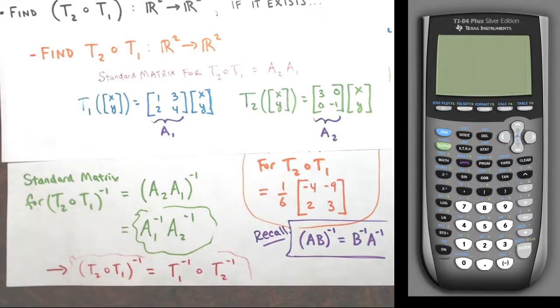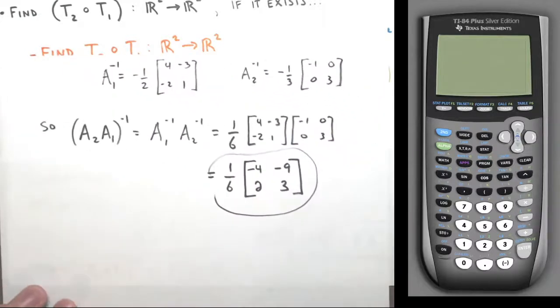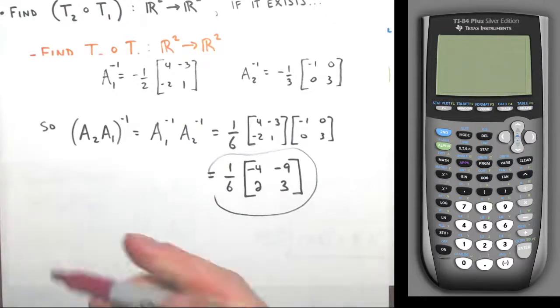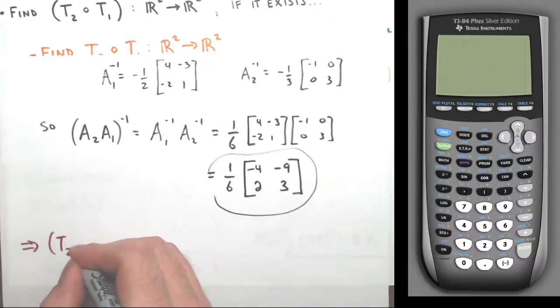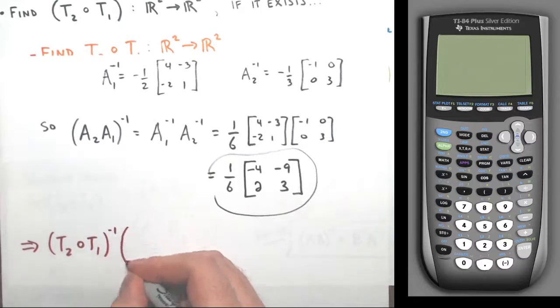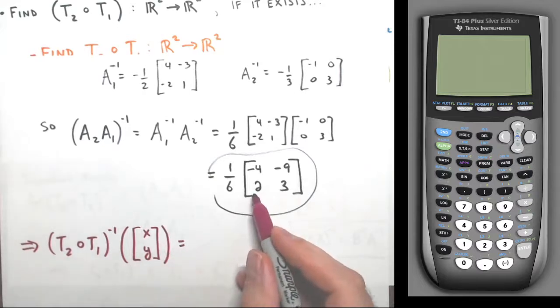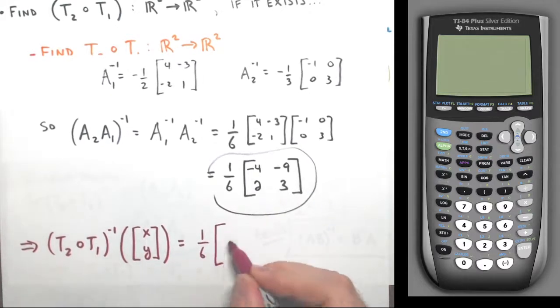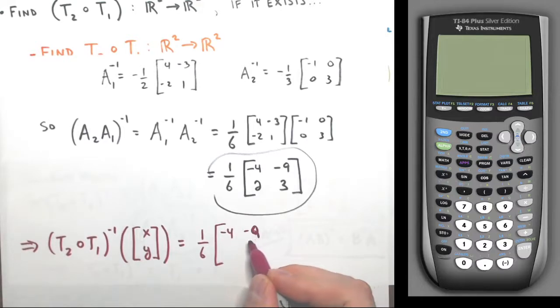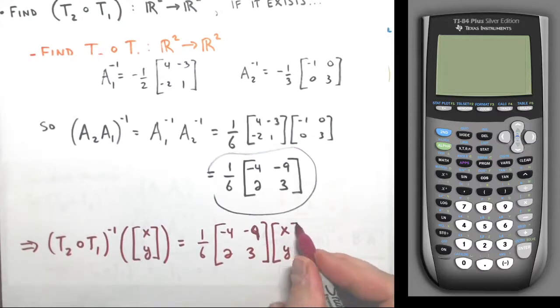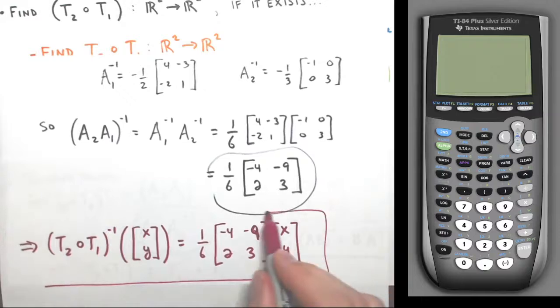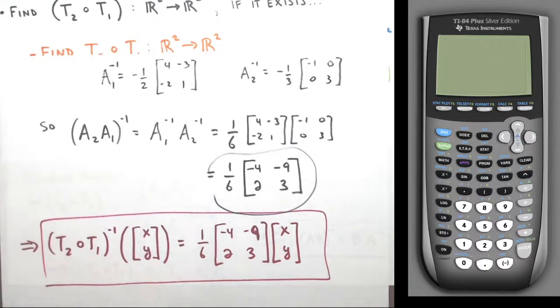All right. So I guess finally we can state the final result here. T2 composed with T1 inverse at some input, x y, will be equal to the matrix 1, 6, -4, -9 times the matrix 2, 3 multiplied by the input. Right. And if you'd like to actually multiply that out, be my guest. Okay. All right, so again, big key here.